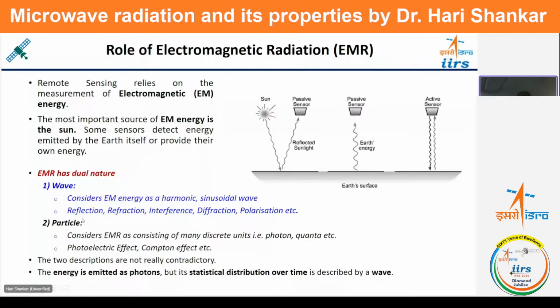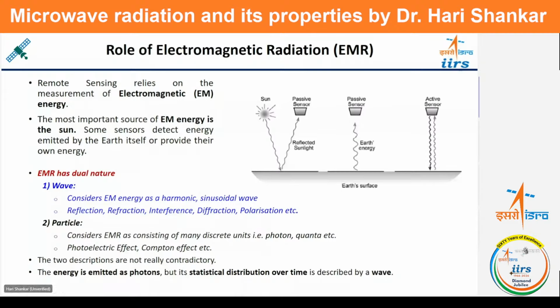And another nature of the EMR is the particle nature. Because of that, many effects like the photoelectric effect and Compton effect can be explained with the help of photons or quanta, or you can say the particles of the electromagnetic radiation. In itself, if we study the particle nature, then we assume the electromagnetic radiation is just like a beam of particles. But in case of the wave nature, we understand that the electromagnetic radiation behaves like a wave.